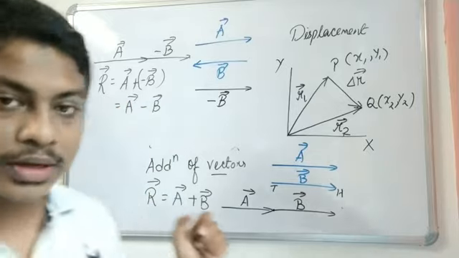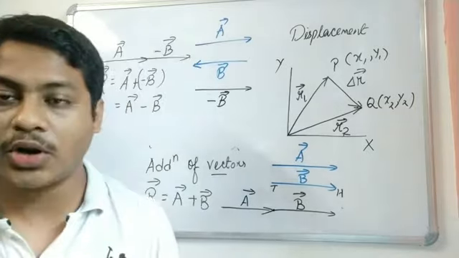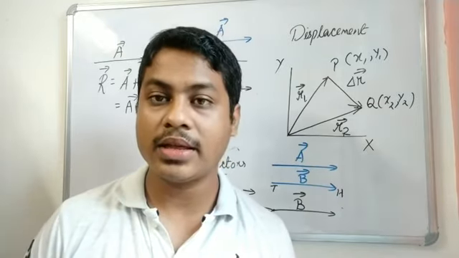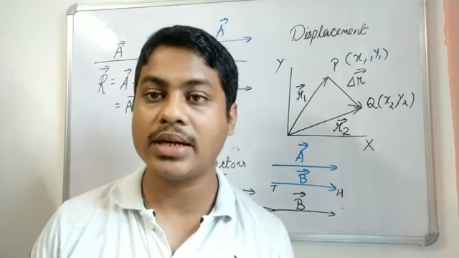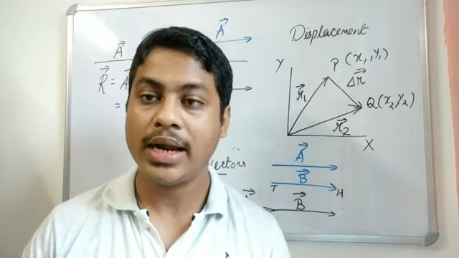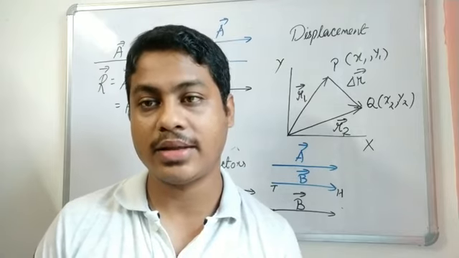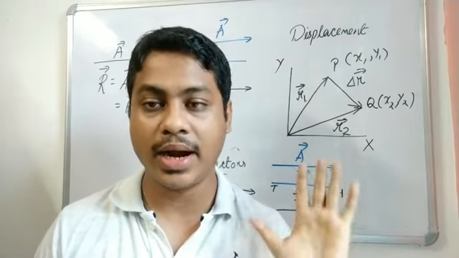So this is what we have to discuss for today. In the next class, we'll be discussing how to add vectors when they are not collinear. We have some rules regarding that.